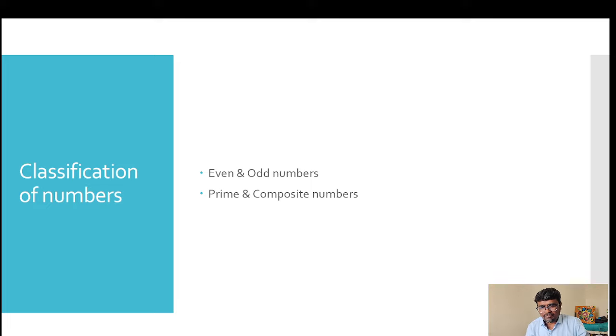The next classification we discussed is prime numbers and composite numbers. Prime numbers: the number having exactly two factors is known as a prime number. Those which are not prime numbers are composite numbers. Of course, one is neither prime nor composite. And I insist you remember that there are 25 prime numbers up to 100.